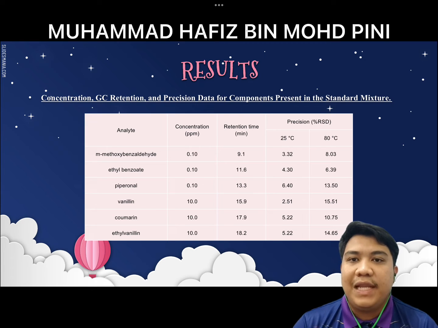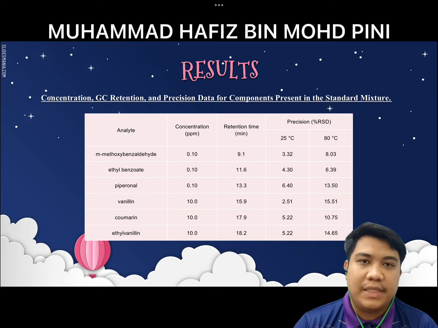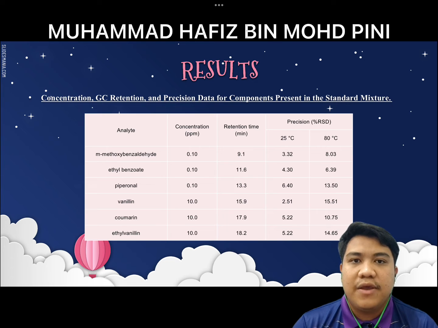Next, vanillin. The concentration is 10.0 and the retention time is 50.9 minutes. The precision at 25 degrees Celsius is 2.51 and at 80 degrees Celsius is 15.51.